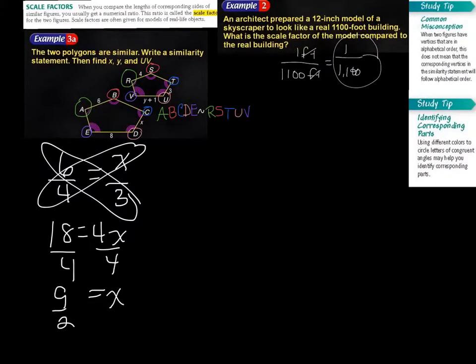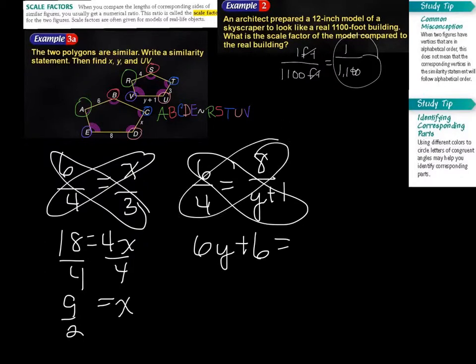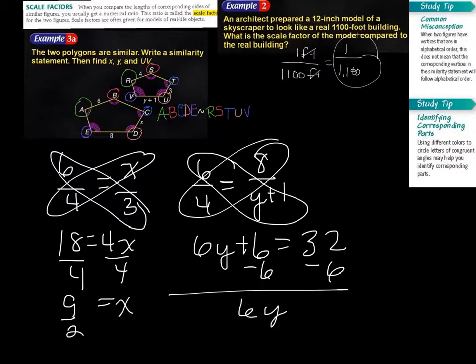We'll do the same thing for y. So I'm going to start off with 6 to 4 again. So I'm going left to right, or big to small, and 8 lines up with the y plus 1. So 6y plus 6 equals 32. Subtract 6 from both sides. 6y would equal 26. Divide by 6. And y is, we can just divide by 2, 13 over 3.